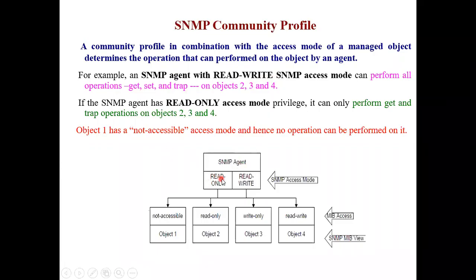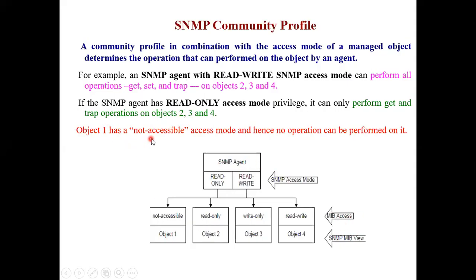Now suppose the SNMP agent has only read-only access mode privilege. Which operations does read-only include? It can perform get and trap operations on objects 2, 3, and 4. With read-only I can just read the value, I can just get the value, and I cannot do anything else. For the trap operation also I can just send or get the value, but I cannot write anything. All these combinations are just examples, given to explain the SNMP MIB view and the access policy.